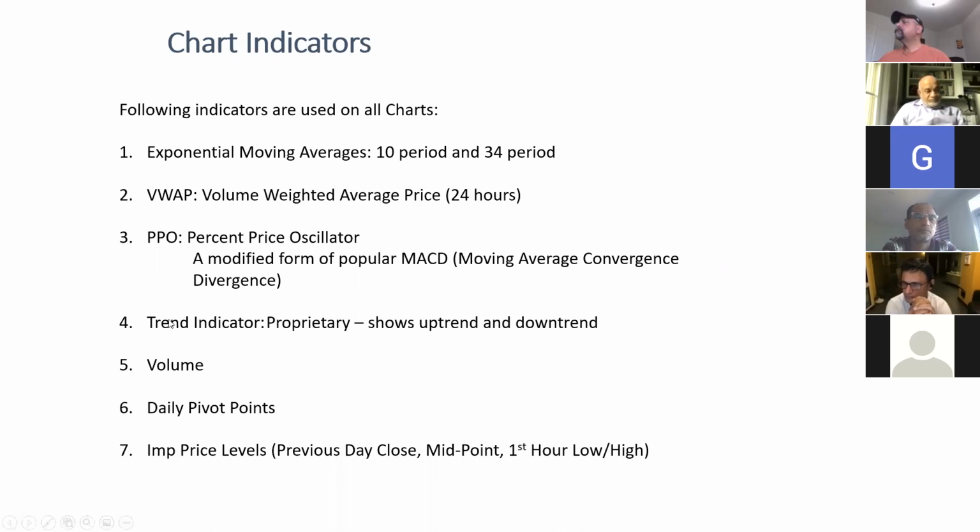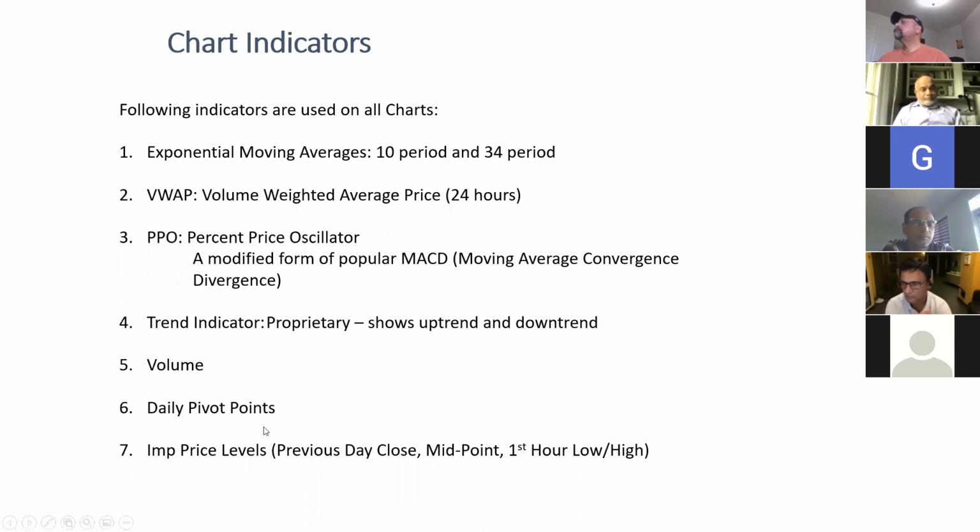I have also developed a trend indicator. This is my proprietary indicator, because Sierra Chart allows you to program indicators. It shows upward trends and downward trends, and it works in day trading as well as in swing trading and the long term. Then obviously volume is a key component. We always watch the volume. If the stock is trading at high volumes, whether going upward or downward, it means a lot of people are involved and it's generating momentum in that particular direction.